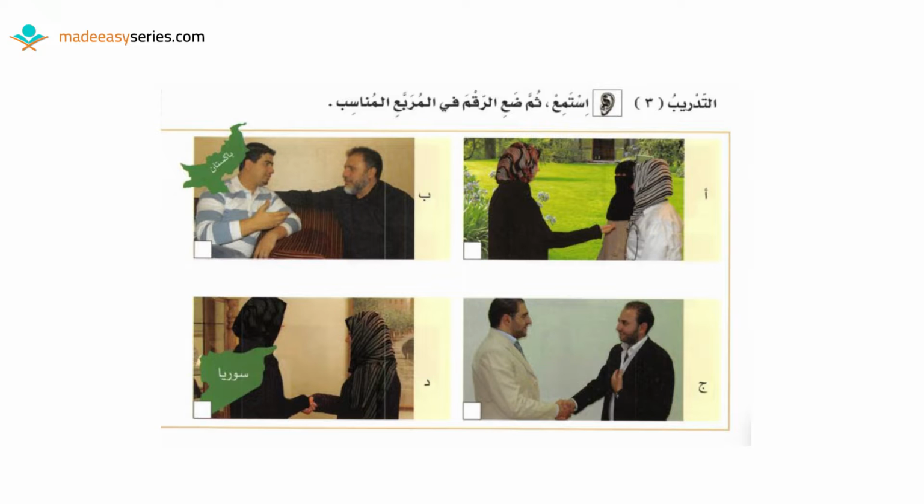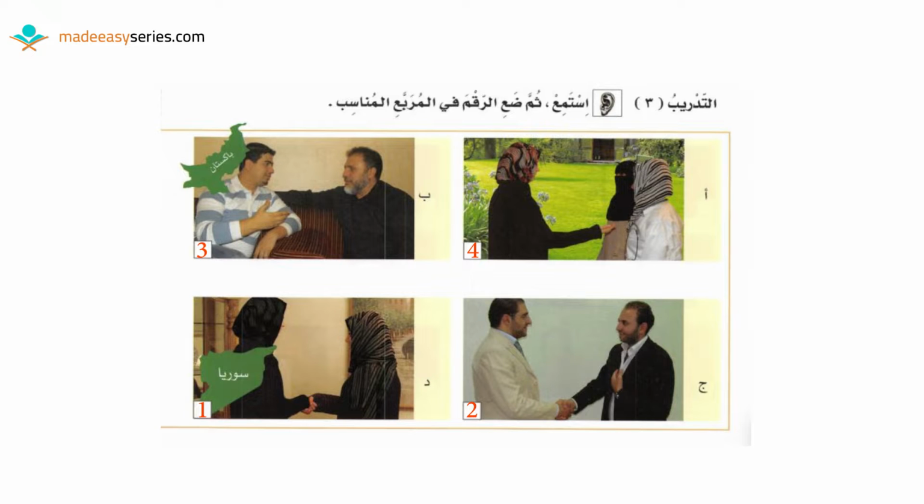Now let's go over the answers. The number 1 here will be picture Dal, which is the picture on the bottom left side. Number 2 is picture Jim, which is the picture on the bottom right side. Number 3 is picture Ba, which is the top left side. And number 4 is picture Hamza.